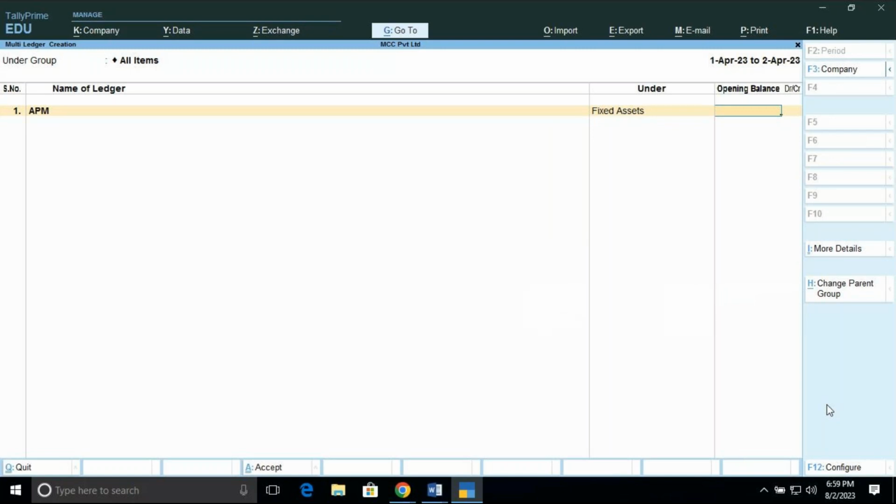We are buying afresh. So opening balance will come when? See, all of you please listen carefully. Generally, one company is for one financial year. For the next financial year, we have to create a new company. So new company means what? New company means nothing will be there. Correct?